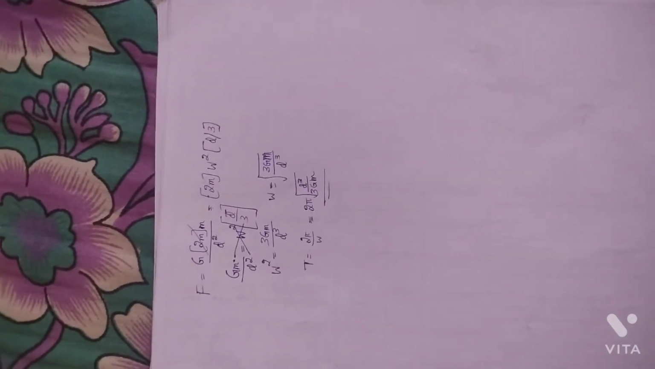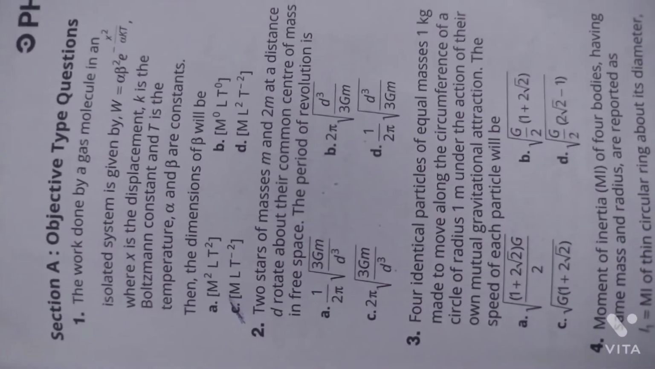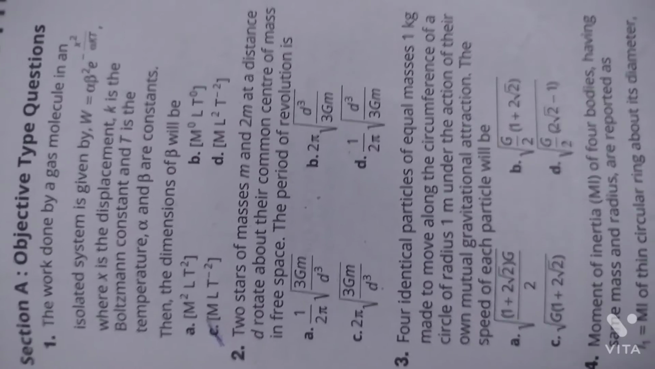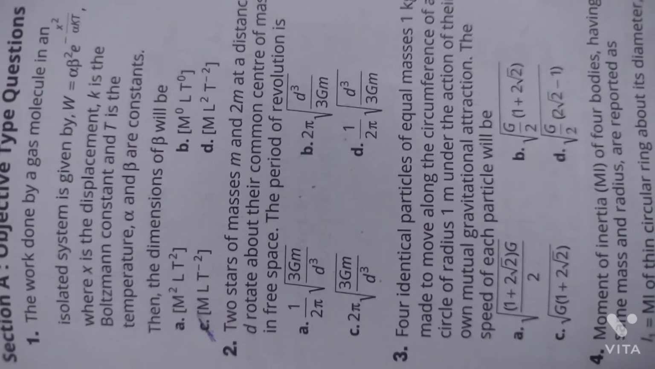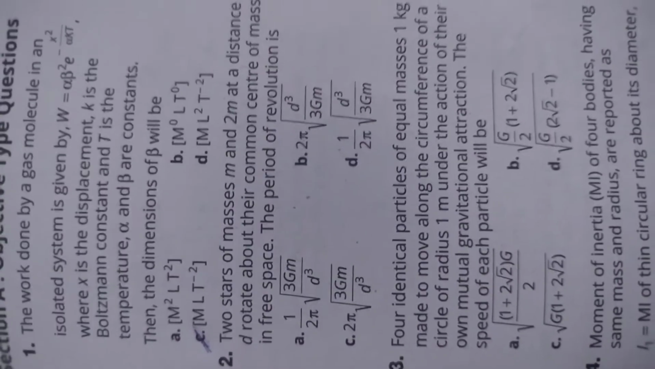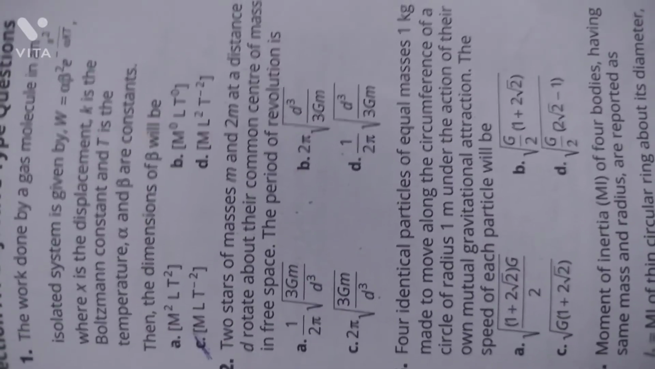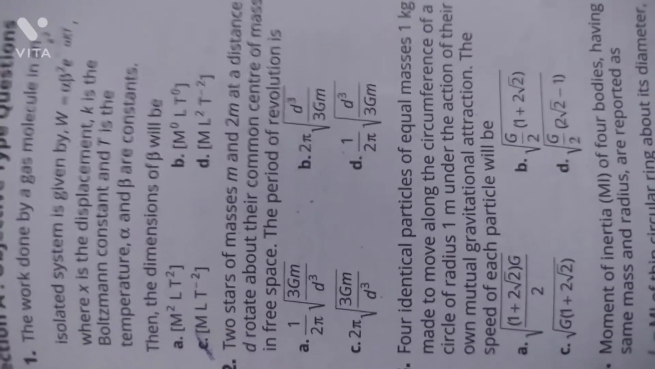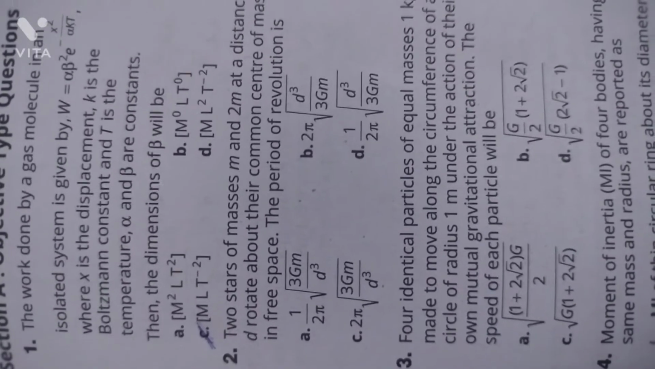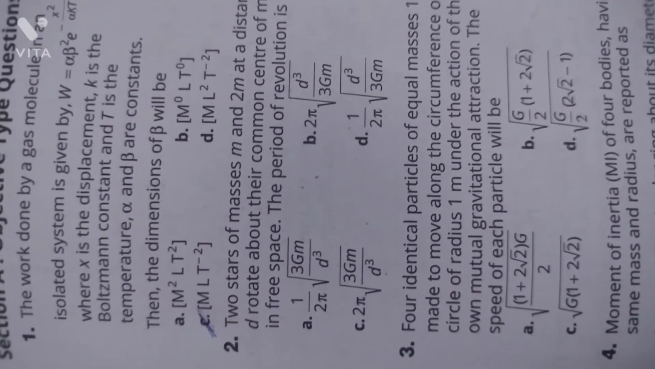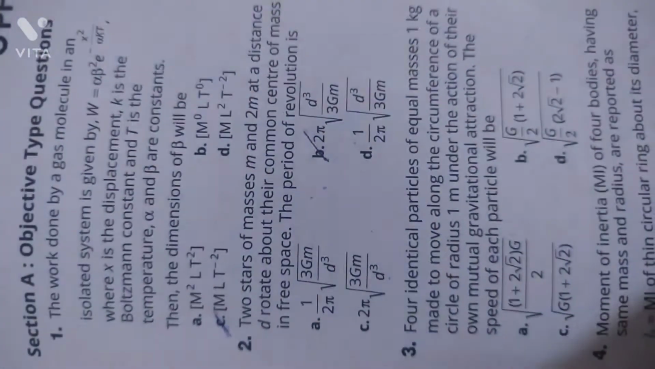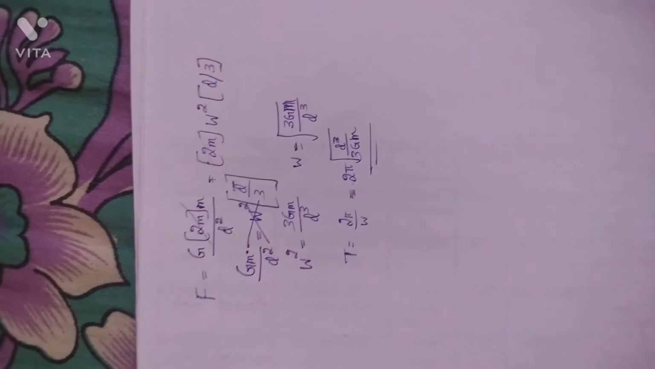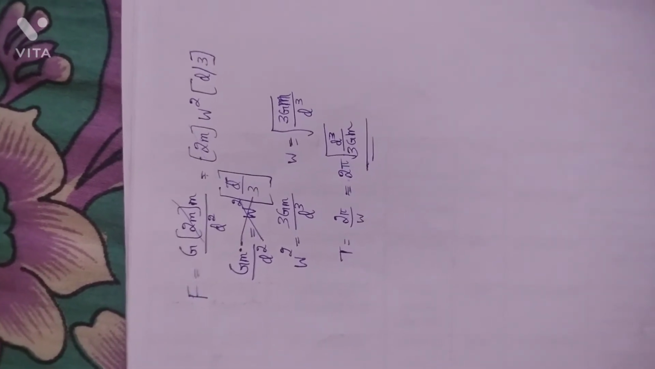So now let us see where the formula is. If you see here in question number 2, in the first option, that is 1 by 2 pi root 3 GM by d cube. So 1 by 2 pi we have not got, so this is not our answer. Let us come to the second option, that is 2 pi root d cube by 3 GM. So this is the option we got, therefore the correct option is option B for our second question.